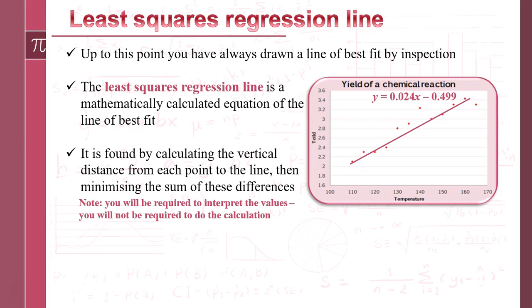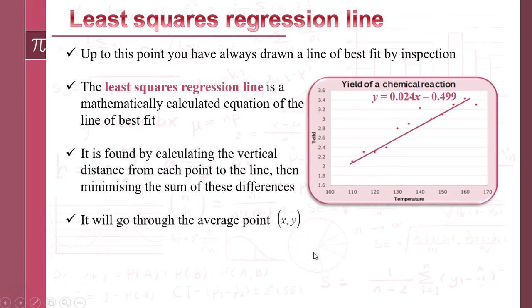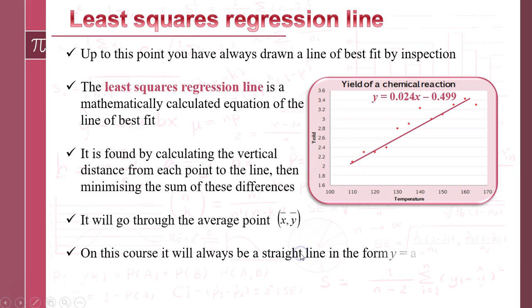So what we're going to do is have a look at what these figures in our line here mean. Something else to note is that our line is going to go through the average of the x and the y values, and as far as we're concerned in this course, it's always going to be a straight line equation, so it's in that form there. y equals a plus bx, which is the stats version of y equals mx plus c.